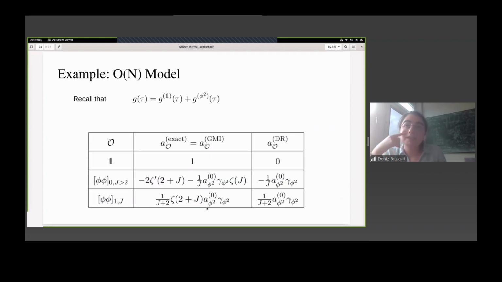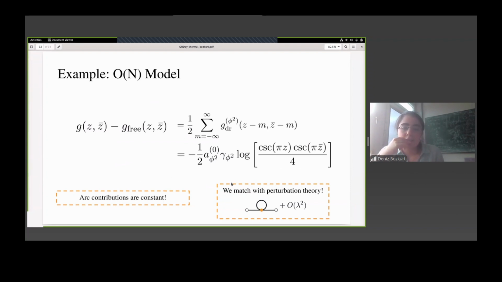So we can play the same game for the O(N) model in epsilon expansion. So remember that the only two operators that were contributing to the two-point function at order epsilon were the identity and phi squared. And here it's exactly the same. And the exact OPE coefficients are given here, whereas the dispersion relation alone can only capture the leading behavior. And then once we sum over images, we get the zeta function contributions and then obtain the correct 2-point function.